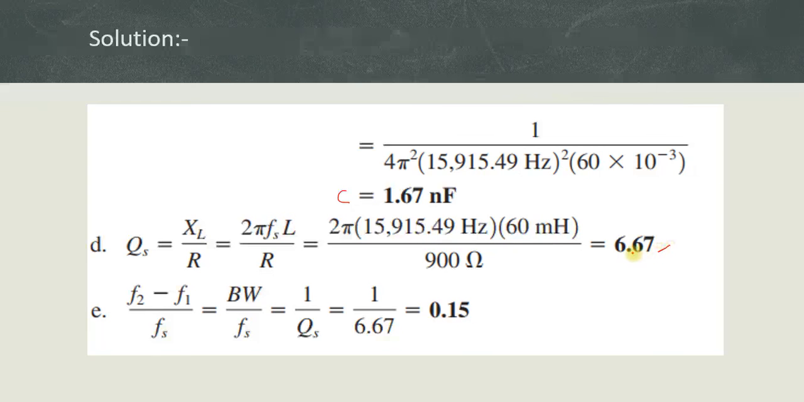And as I already told you, the fractional bandwidth is nothing but the inverse of this Qs. Therefore, the fractional bandwidth is around 0.15. Is it clear to you? So in the next class we will see the parallel resonance circuit. Thank you.